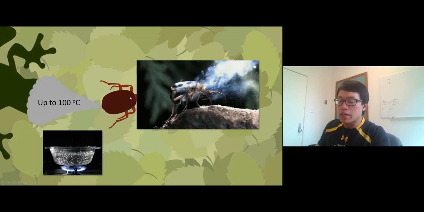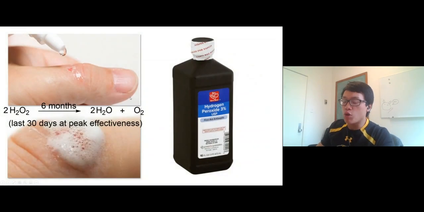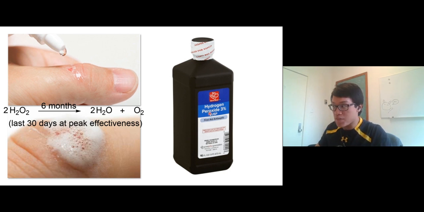Okay. However, the rate of the decomposition of hydrogen peroxide is known to be slow. How slow? Well, if you buy a solution of hydrogen peroxide from a drugstore or grocery store, once you open the cap, you have about 30 days to use it at the peak of its effectiveness. Six months later, there's no use. All the hydrogen peroxide gets converted to water and oxygen gas. So my point is, this reaction is really slow.